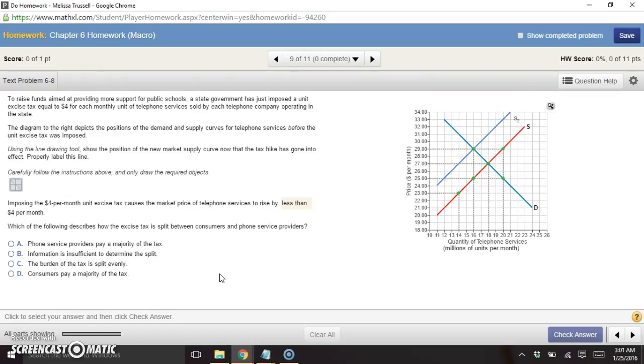So the best way to think about this is to recall that the equilibrium price is the price the consumer is going to pay, right? So our previous equilibrium price was $27. The consumer would pay $27 per unit of telephone service. Now, with the tax, the consumer is paying $29 per unit of the telephone service. So with a tax of $4, now the consumer is paying $2 more, which means the consumer is paying $2 of that $4 tax. Who else is there to pay the other half? That'd be the supplier. So the supplier is left paying the other $2.